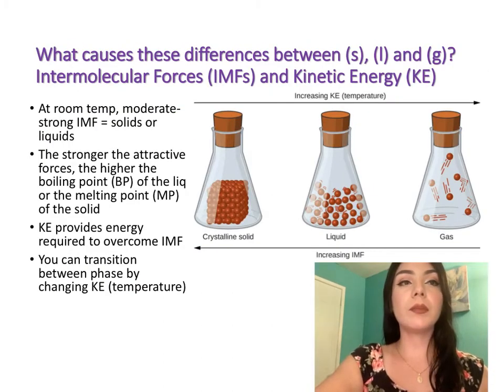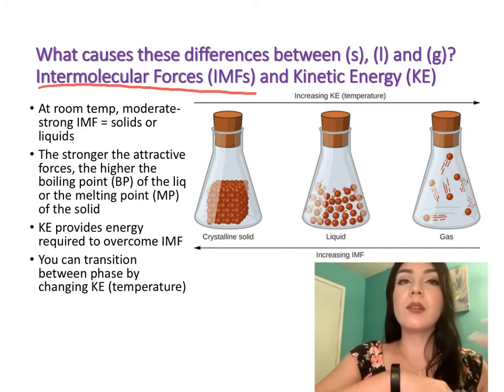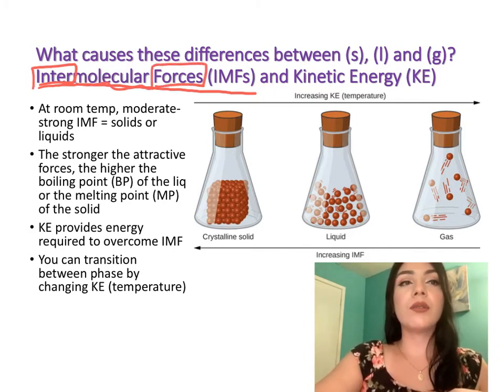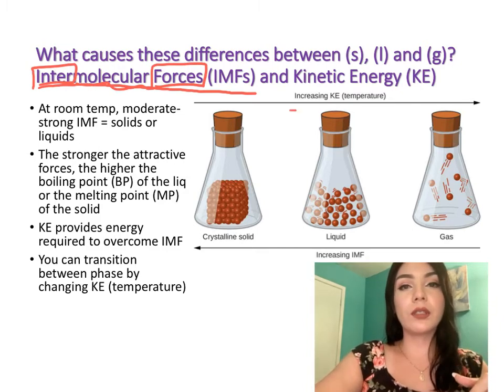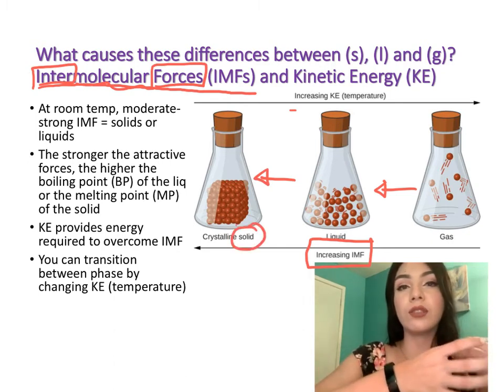So now that we've reviewed kinetic energy, we can start talking about intermolecular forces. That is the main topic of this video, and they're exactly what they sound like: forces between molecules, which are attractions. The relationship that I want to help establish for you is that as you increase intermolecular forces, you start going from gas to liquid to solid. Solids have the most intermolecular forces, so that's what's holding them together at a certain temperature.